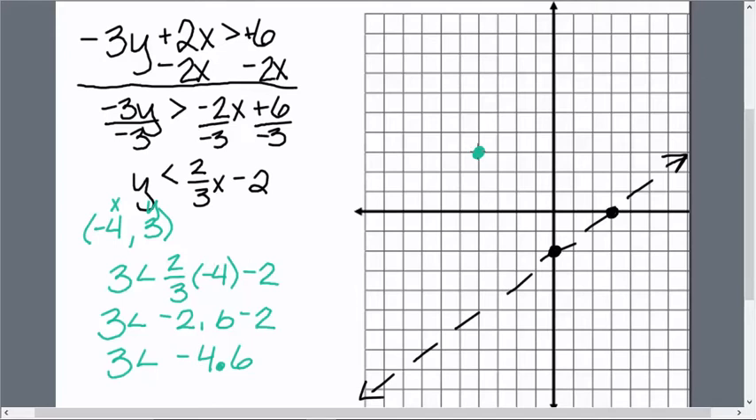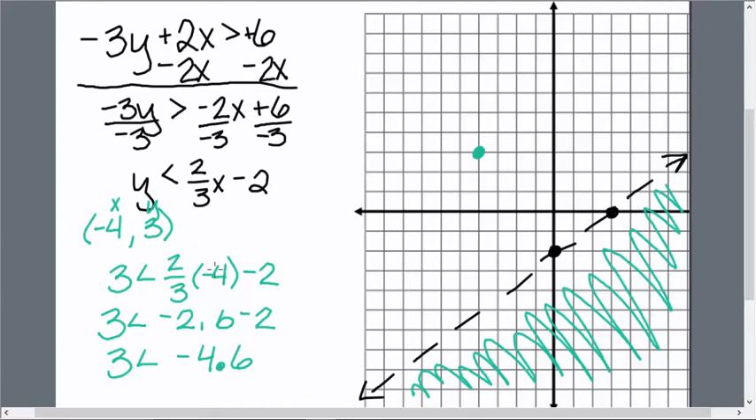So I'm going to look at my coordinate point that I chose, and I am thinking to myself, this is a false statement. And this is above the line that we drew. So all the things up here are going to be false statements. Therefore, I must color in the other side of the line.